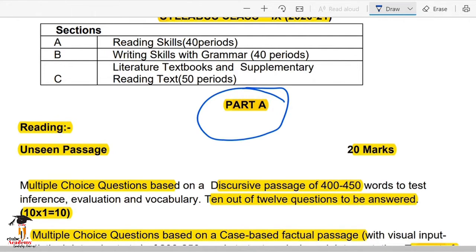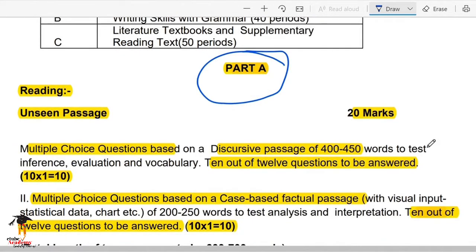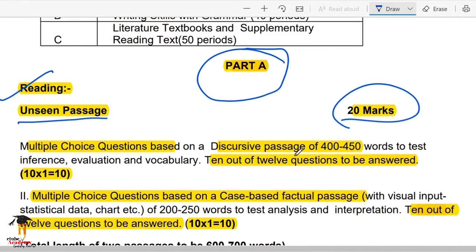You can also see it on the screen. This is part A we are going to discuss. Let's talk about how many questions have been included in part A, and then we will talk about the deleted portion from class 9th English. The first thing we find in this letter is the reading section, and here we can find reading passages which will carry 20 marks.